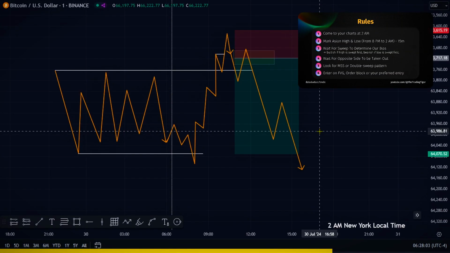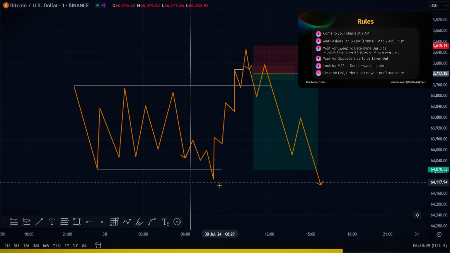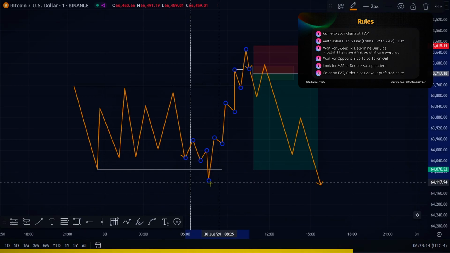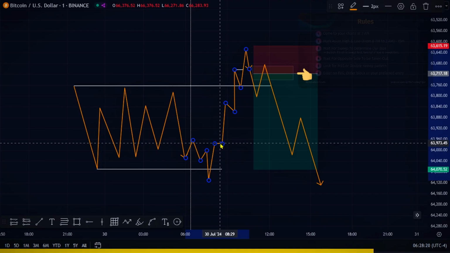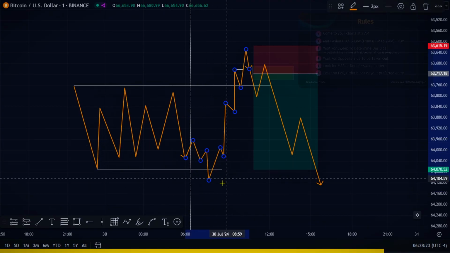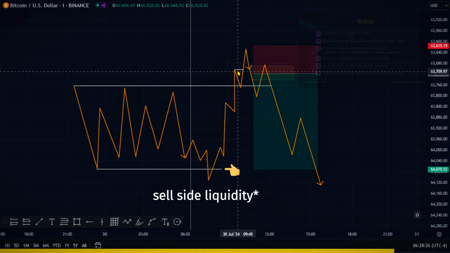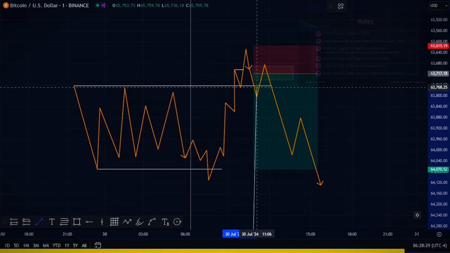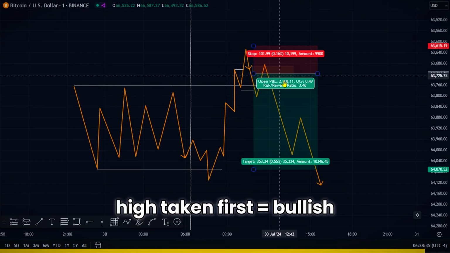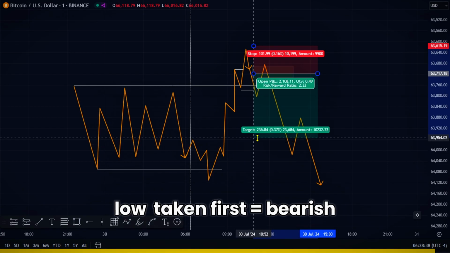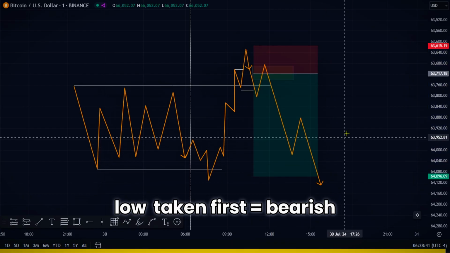If we flip the chart and look at the bullish example, we first have to take out the Asian high, and then we have to take out the Asian low. We take our entry on a fair value gap after the market structure shift and target this buy-side liquidity that we engineered. Which liquidity is taken first will determine our bias. If we take the high first, then our bias will be bullish. But if we take out the Asian swing low first, then I will be bearish.